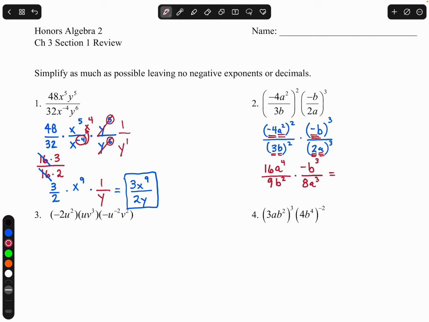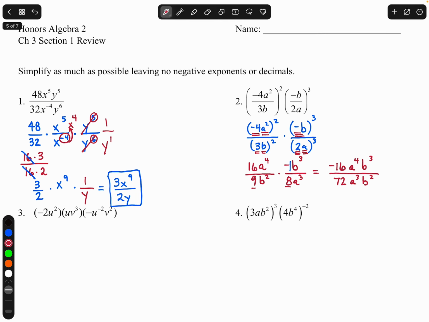Some people like to start simplifying here, or you can multiply it all together and then simplify. You'll get to the same answer either way. This is like a negative 1 on my b to the third. So negative 1 times 16 would be a negative 16. I have an a to the 4th, b to the third, over 9 times 8, which gives me 72, and then an a to the third, b to the second power.